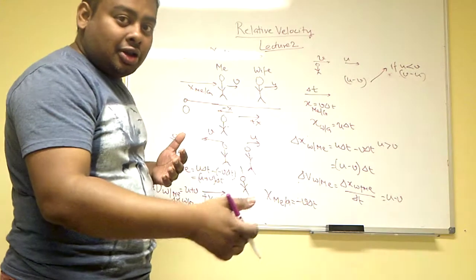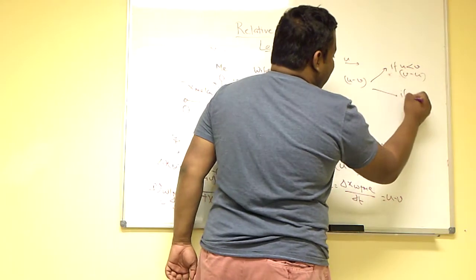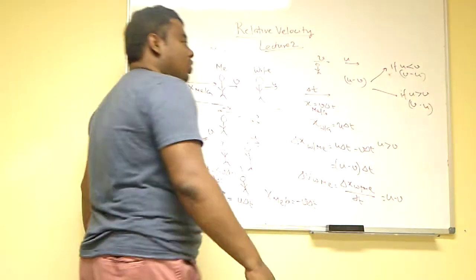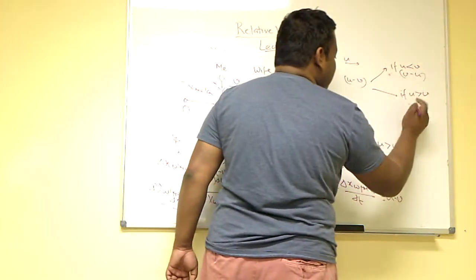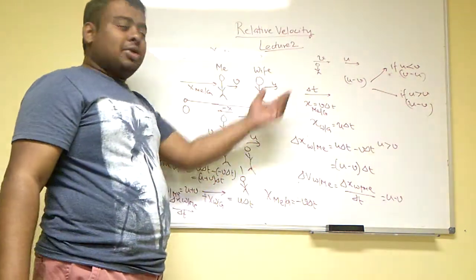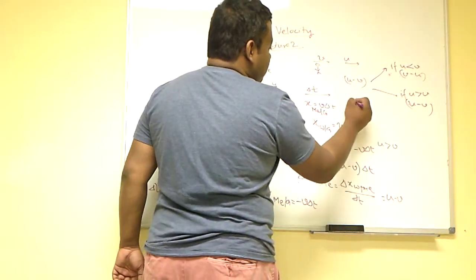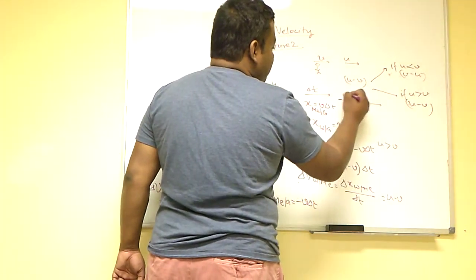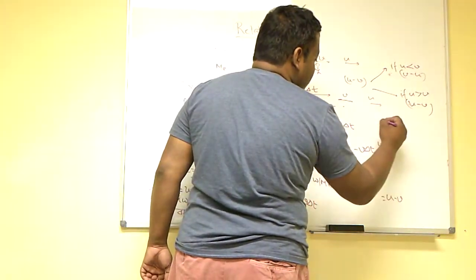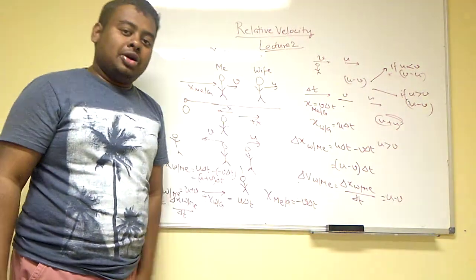But if your wife is faster than you, which is the case in my particular scenario, then if u is greater than v, the velocity is u minus v, and it would look like your wife is going ahead of you at a speed of u minus v. Now, the other condition is, if you and your wife are moving in opposite directions, then the sign does not matter. You will obviously see her going away at a speed of v plus u, and she will also see you going away at a speed of v plus u.